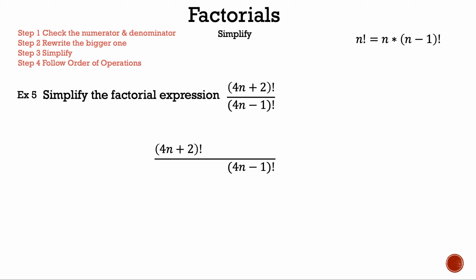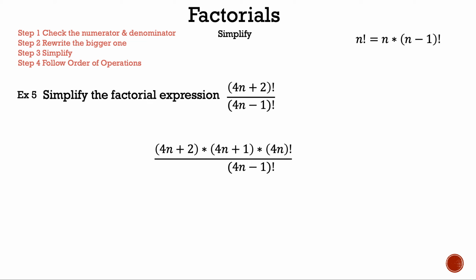How many times do you think we're going to have to subtract from the quantity of 4n plus 2 factorial until we get the quantity of 4n minus 1 factorial? Let's find out. So let's subtract 1 from 4n plus 2, which is 4n plus 1. We still don't have the quantity of 4n minus 1 factorial in the numerator. So let's use the definition once more and subtract 1 from 4n plus 1, which is 4n.